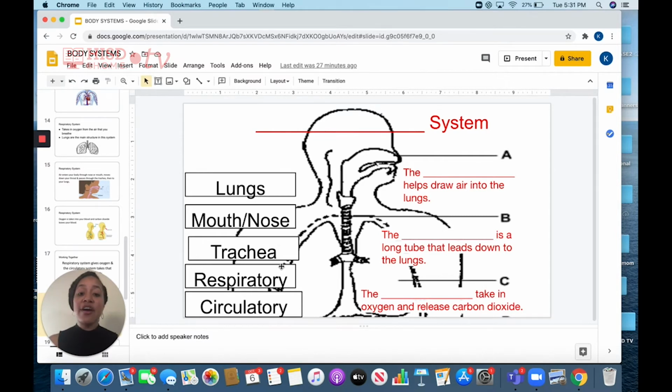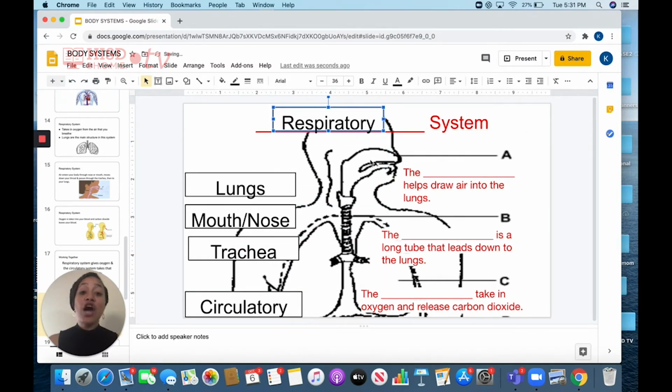Yes, this is a picture of our respiratory system. Now let's talk about the organs within our respiratory system. Let's start at A. And we have a little definition to help us at the bottom. It says the blank helps draw air into the lungs. So what organ within our body gets air from the outside world into our body? Would it be the lungs, the mouth and nose, or the trachea? Yes, it would be the mouth and the nose, or mouth or nose.